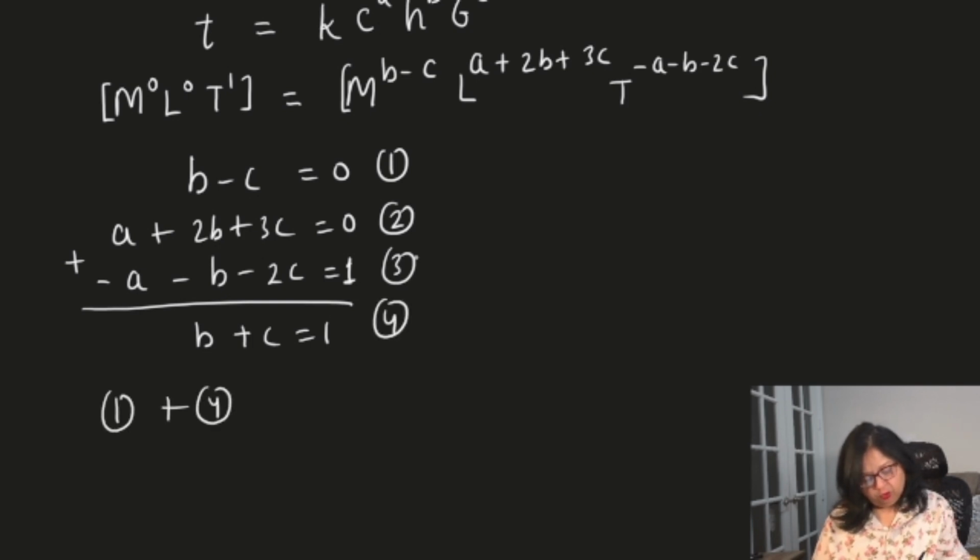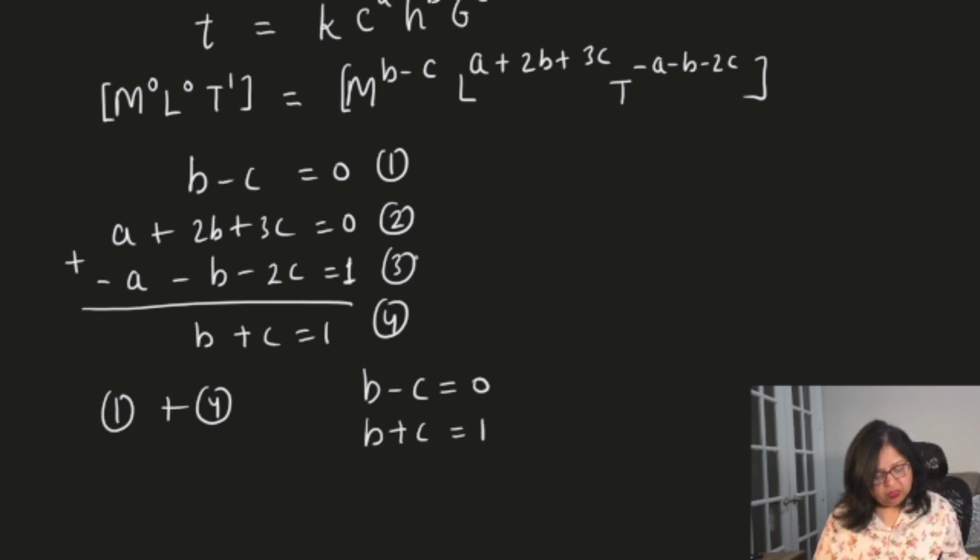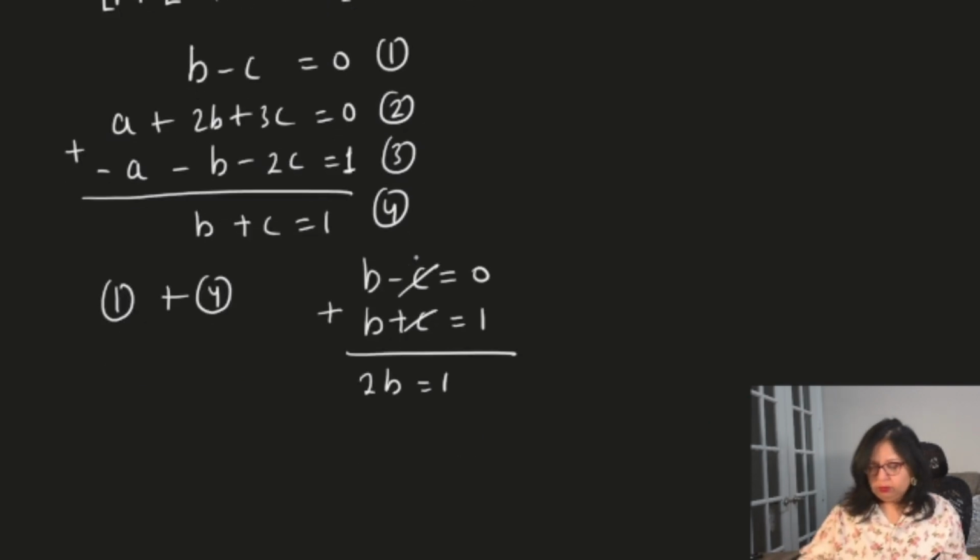1 plus 4 gives you b minus c equals 0, that is 1. b plus c equals 1 as equation number 4. Add these two up. The c's cancel out. You get 2b equals 1, or b is equal to 1 half.